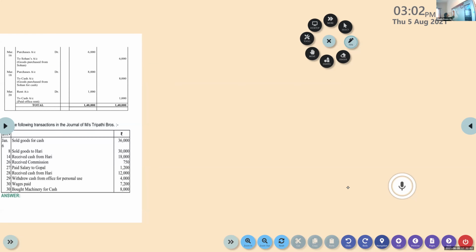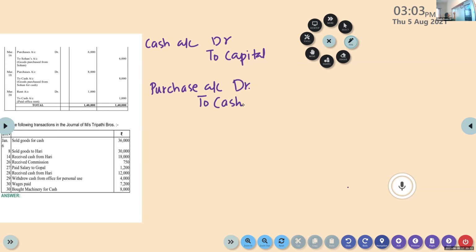So in the previous class, I gave you certain transactions. Cash account, debtor to capital: the first one, started business with cash. Then purchase account, debtor to cash. That means what? Goods purchased for cash. Furniture account, debtor to Wood Limited.